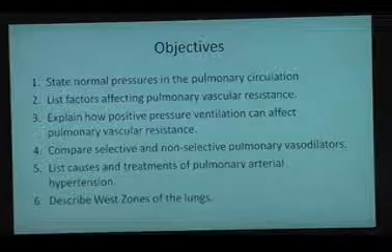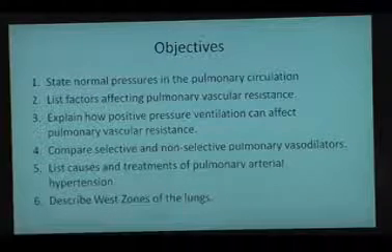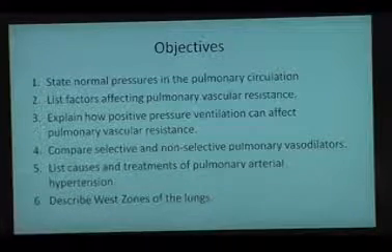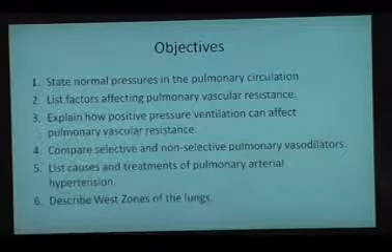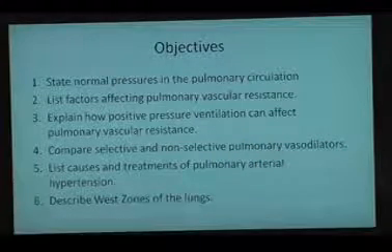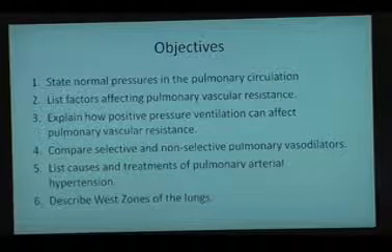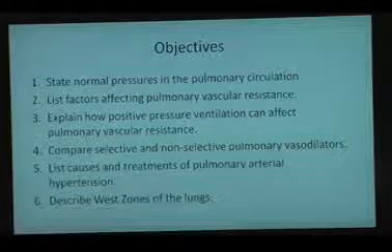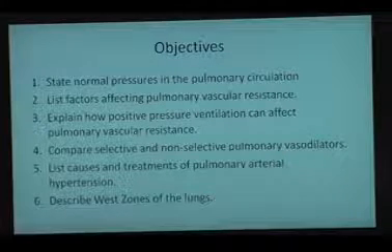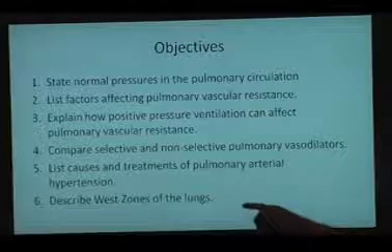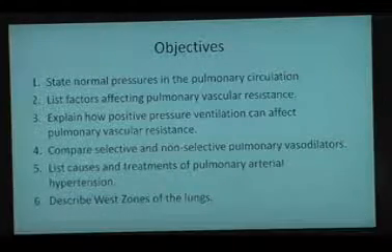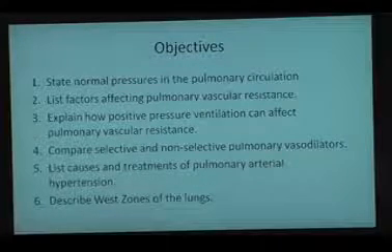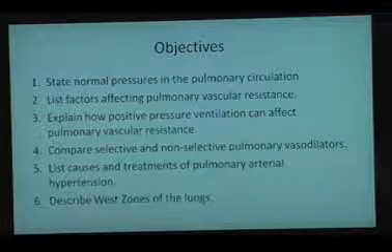So our objectives are to state the normal pressures in the pulmonary circulation, to list factors that affect pulmonary vascular resistance. We'll talk a lot about that. We'll talk about how positive pressure ventilation and heat can affect pulmonary vascular resistance in both good ways and bad ways. We will compare selective and non-selective pulmonary vasodilators that you're familiar with, inhaled nitric oxide, inhaled prostacyclins. We'll list causes and treatments of pulmonary arterial hypertension, and most specifically there we'll talk about pulmonary embolism, which is a common cause of increased pulmonary vascular resistance.